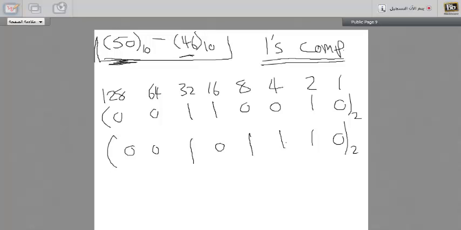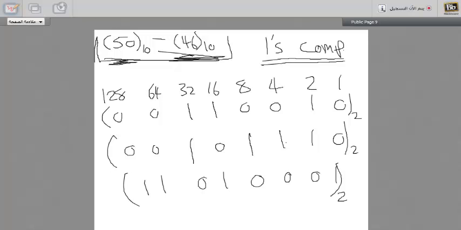Now, what do we need to do next? Add one? What do you mean add one? Yeah, we need to convert to one's complement. Which number do we convert to one's complement? The 46, of course, because it is the minus 1. So let's do the conversion again. With the one's complement, zeros become 1s and 1s become 0. So we have 1, 0, 0, 0, 1, 0, 1, 1.